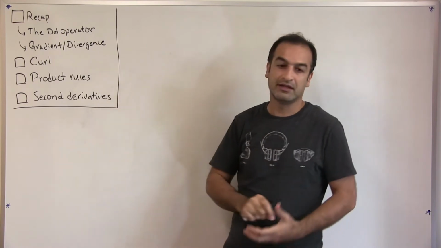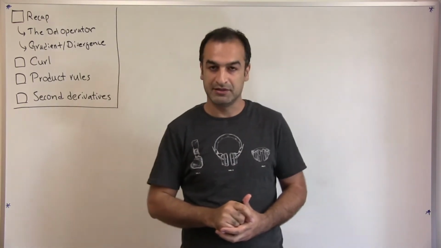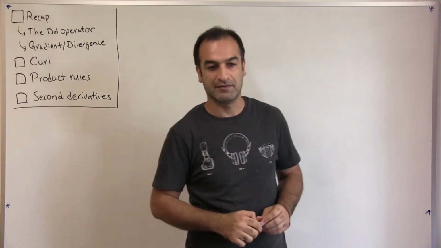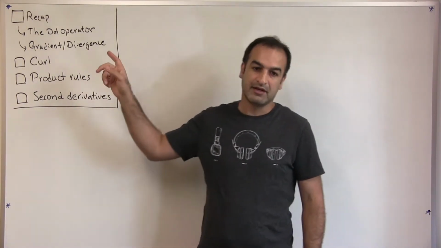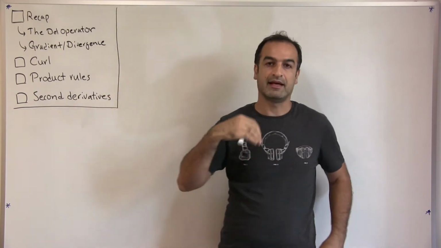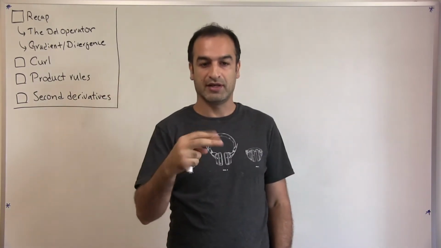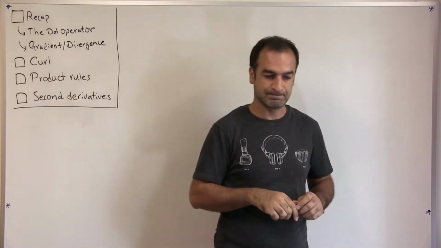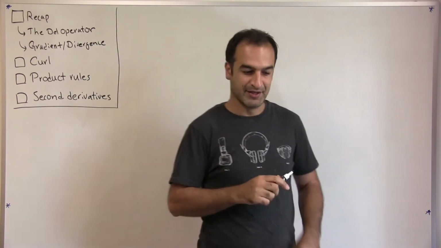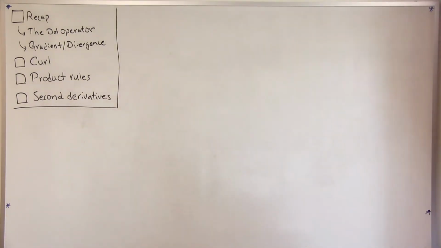And then we're going to look at the second derivatives, which are interesting. There's a lot of application of second derivatives of the del operator, meaning applying the del operator twice on a function. And as I said, that happens very often in physics. Okay, some of the second derivatives.